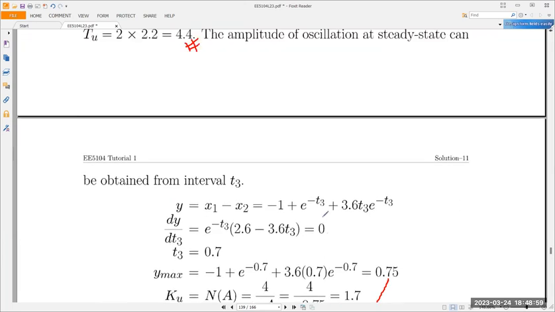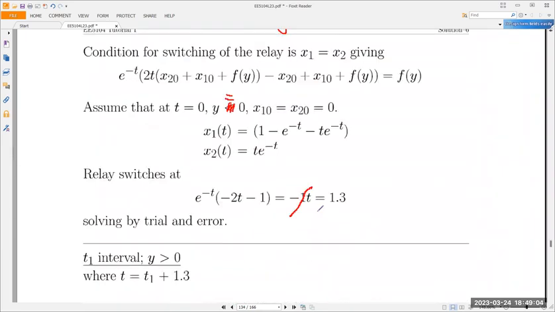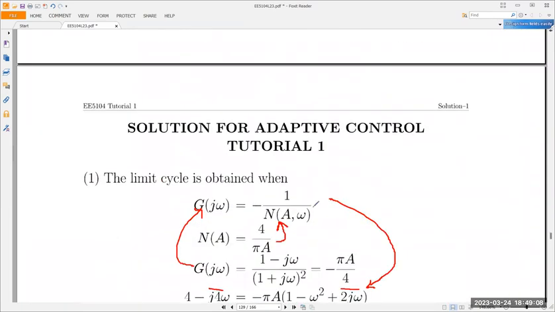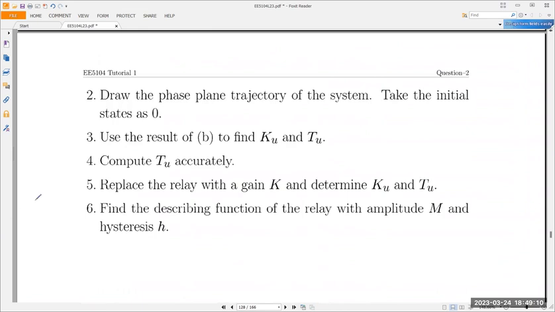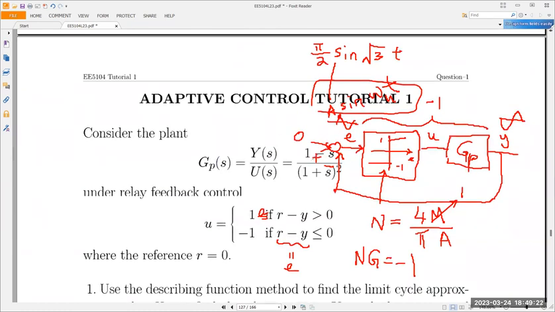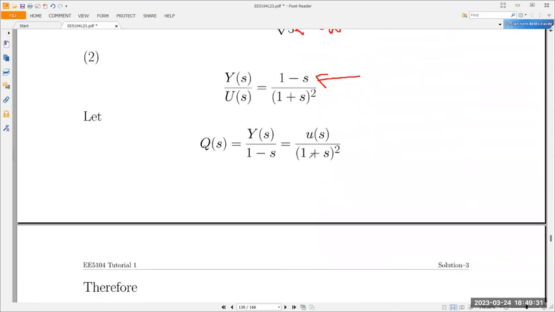All right. Part 4 asks you to find the period of the oscillation with no approximation. Question 4. If you want to do this accurately, as I taught you last week, all you need to do is take the transfer function and do a zero order hold discretization.